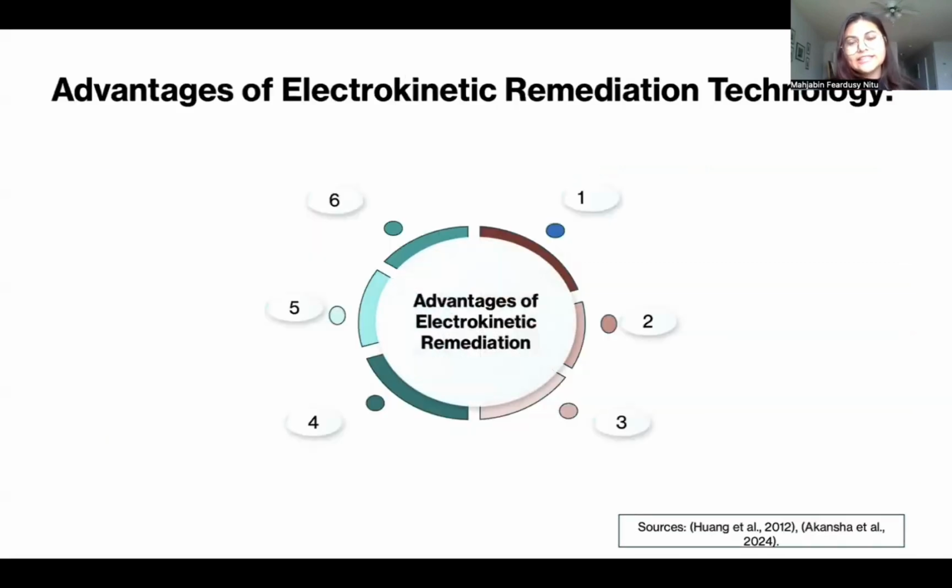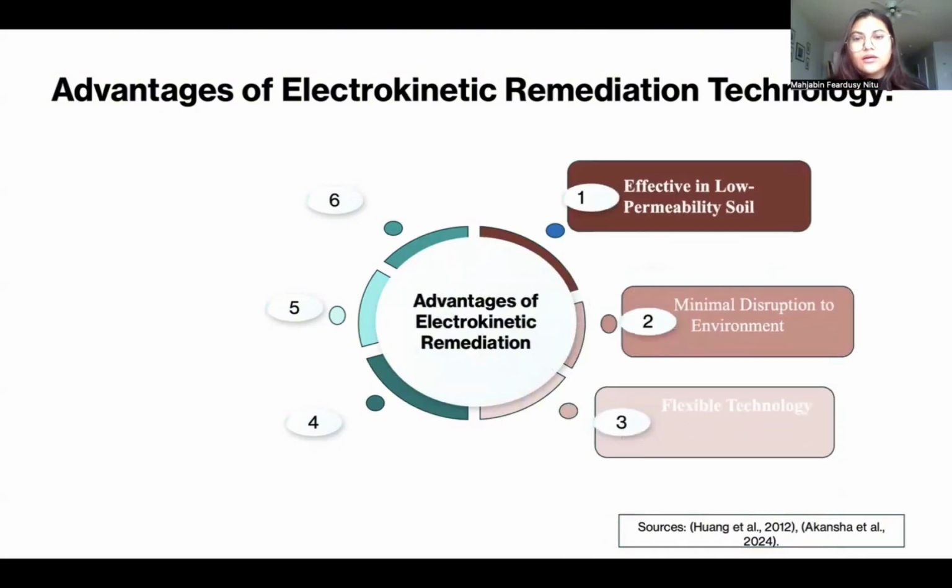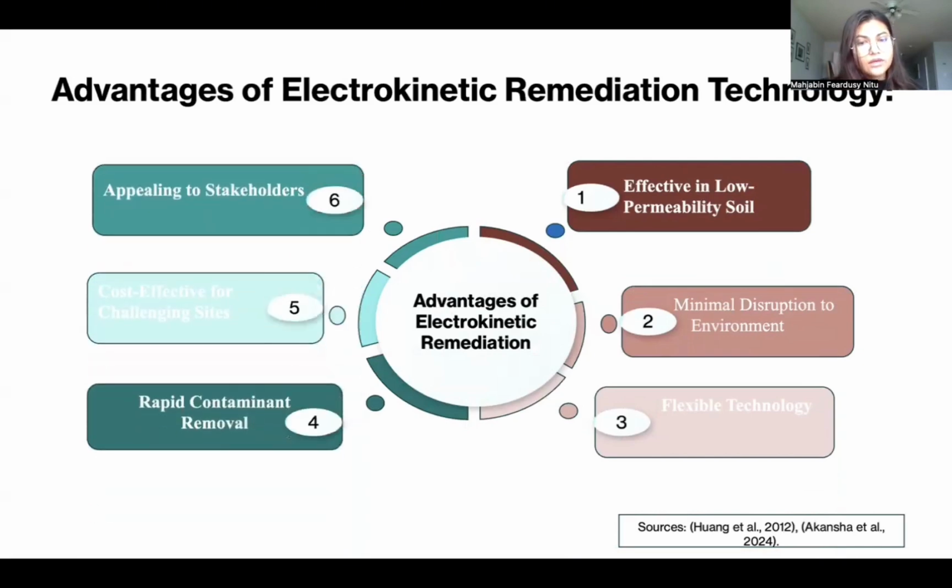Advantages of electrokinetic remediation. Electrokinetic remediation is very effective in low permeability soil like silt and clay, and it is minimally disruptive to the environment. It is also a flexible technology because it can remediate metal, organic, and inorganic contaminants. Electrokinetic remediation is a very cost-effective and rapid contaminant removal method. That's why it is very appealing to stakeholders also.